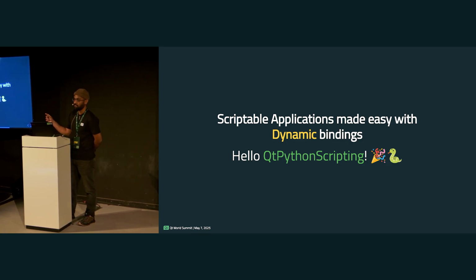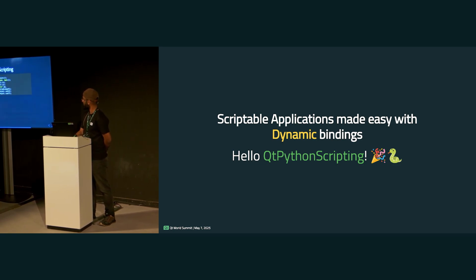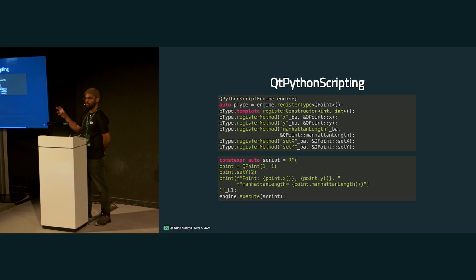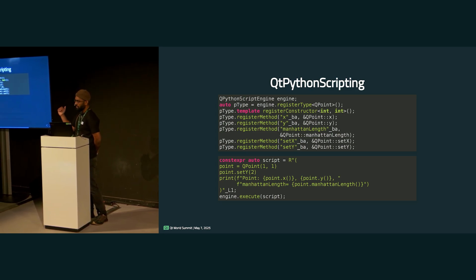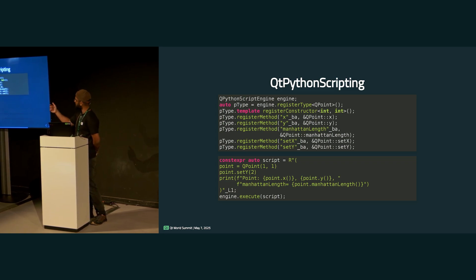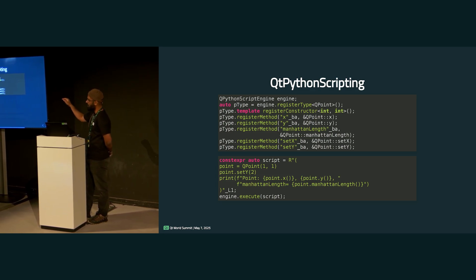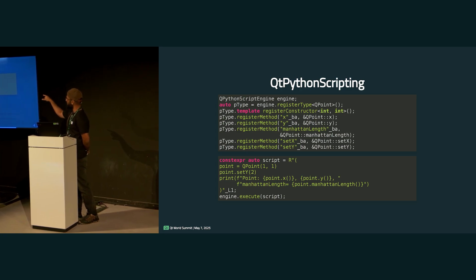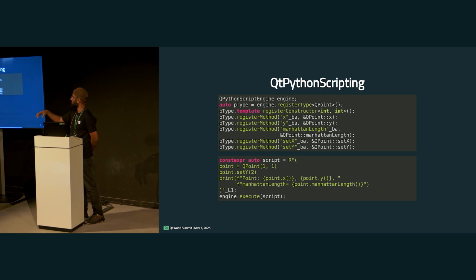It's not a Qt for Python module, it's going to be a Qt module. And let's see how that works. With this new module, you will have a header file, #include Qt Python scripting, which will give you access to this Qt Python scripting engine. You create an instance of this engine and register the type that you want. It could be any C++ type, but for this example, I'm using QPoint. Then when you register the type, it immediately makes QPoint available to the Python interpreter.